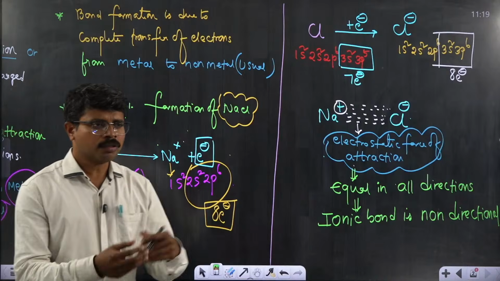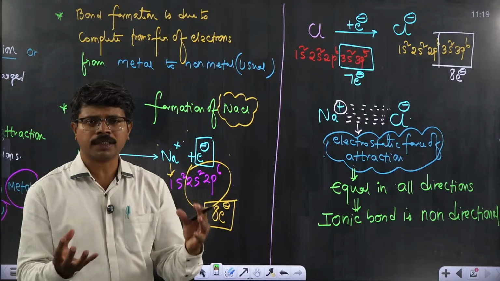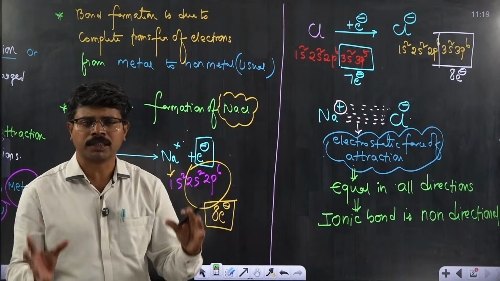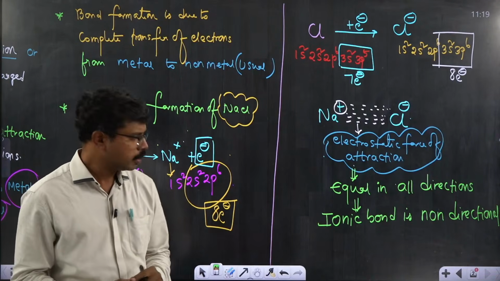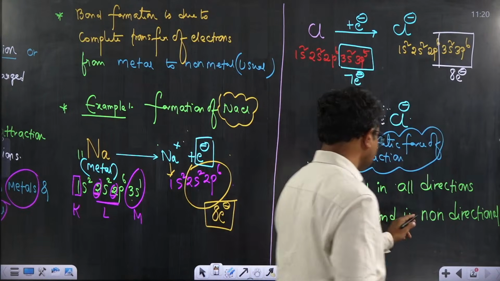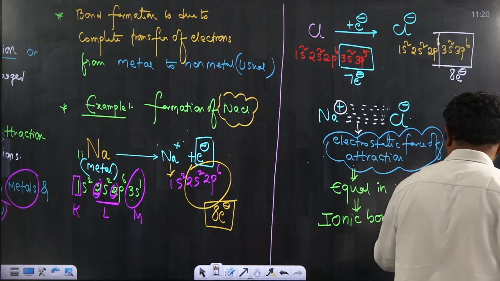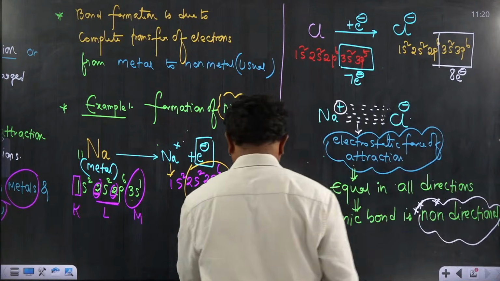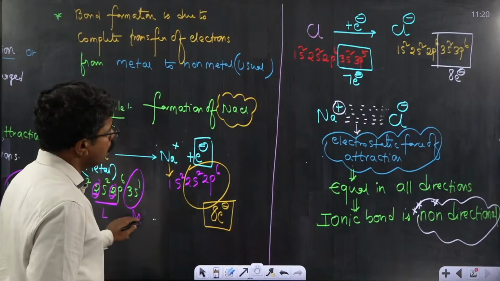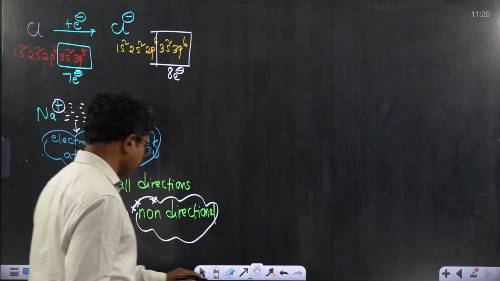Since the electrostatic force of attraction operates in all directions, oppositely charged ions have attraction in almost all directions with equal extent. That is the reason why you can conclude that ionic bond is a non-directional bond, which is a very, very important point. I hope this point is clear. Next, another point I wanted to explain.